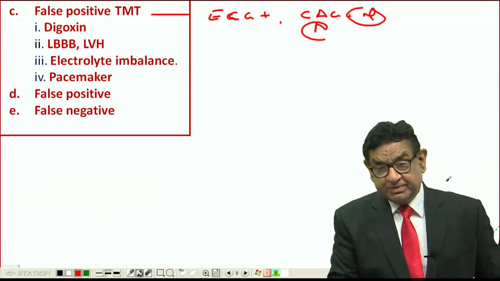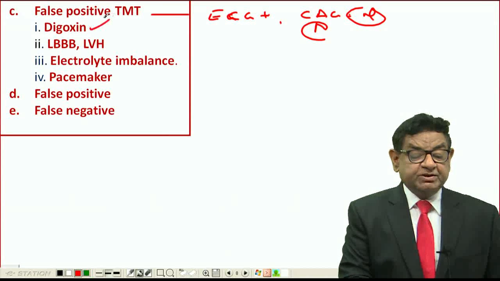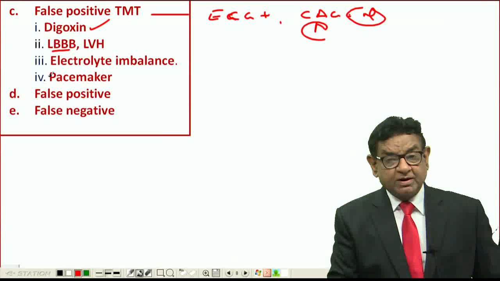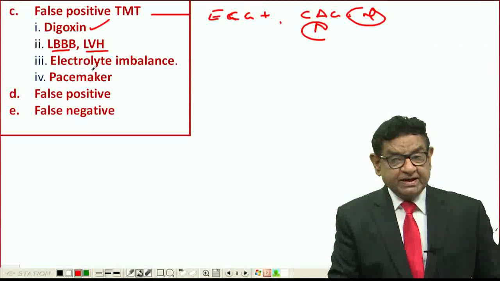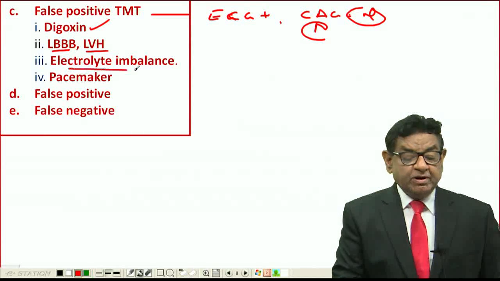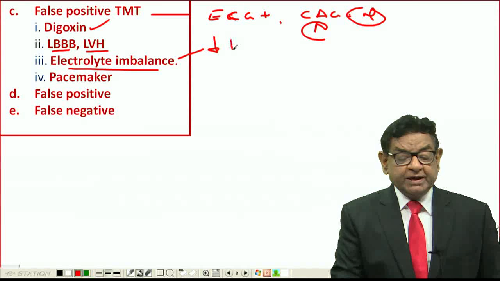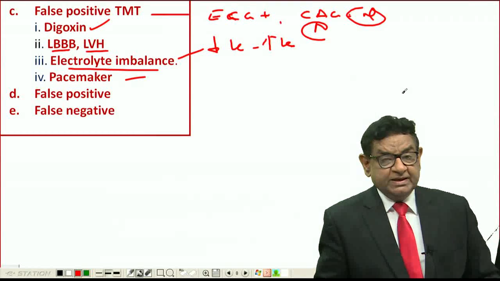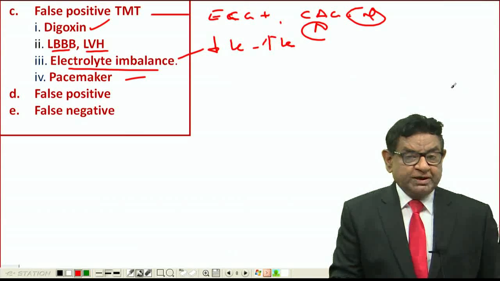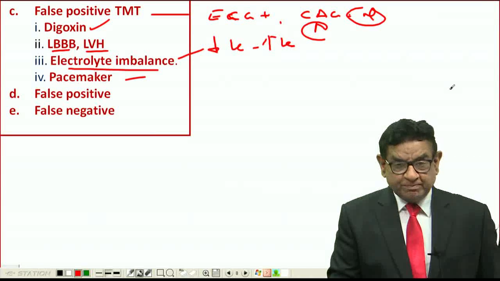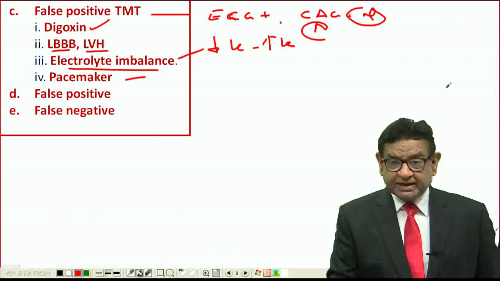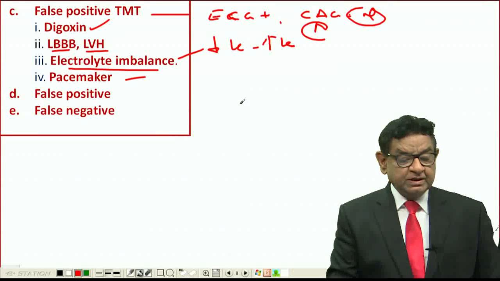Now, what are the conditions where we may get this? Patient already taking digoxin, patient having left bundle branch block, patient having left ventricular hypertrophy, electrolyte imbalance, typically hypo- and hyperkalemia, or patient on pacemaker. If these are there, there is no point in doing TMT because we are bound to get a false positive. So in such conditions, what test is to be done? This I'll discuss very soon.